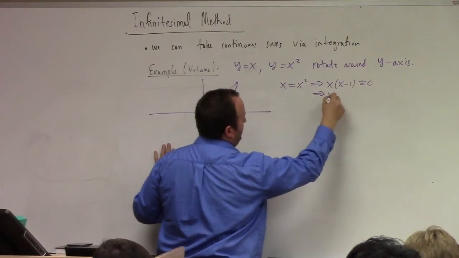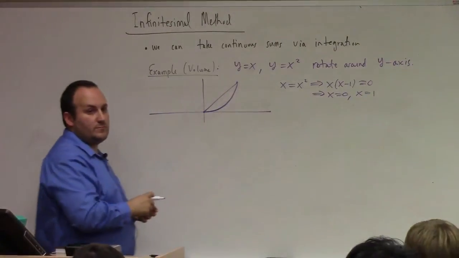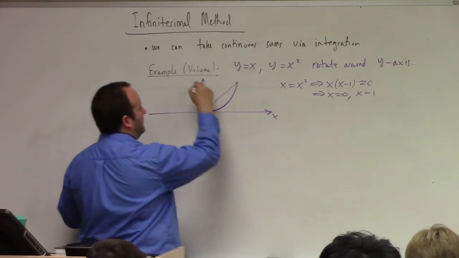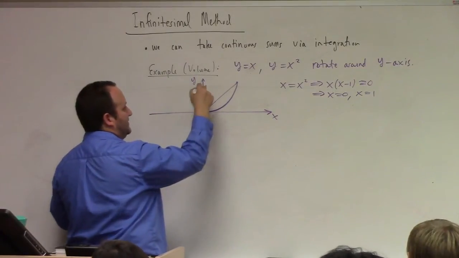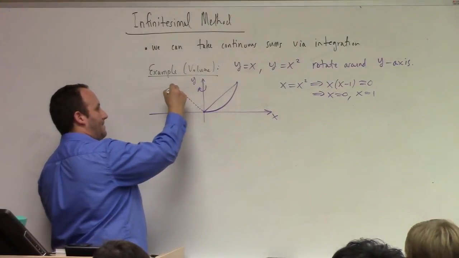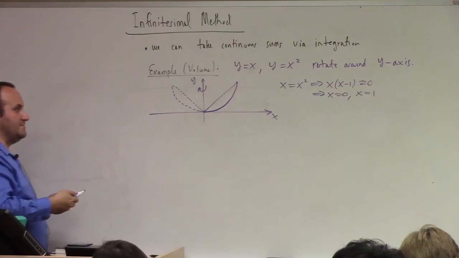So we have points of intersection, either 0 or 1, right? And you're taking this and you're rotating it around the y-axis. So that gets us over to here like this, right? And I want to find the volume.